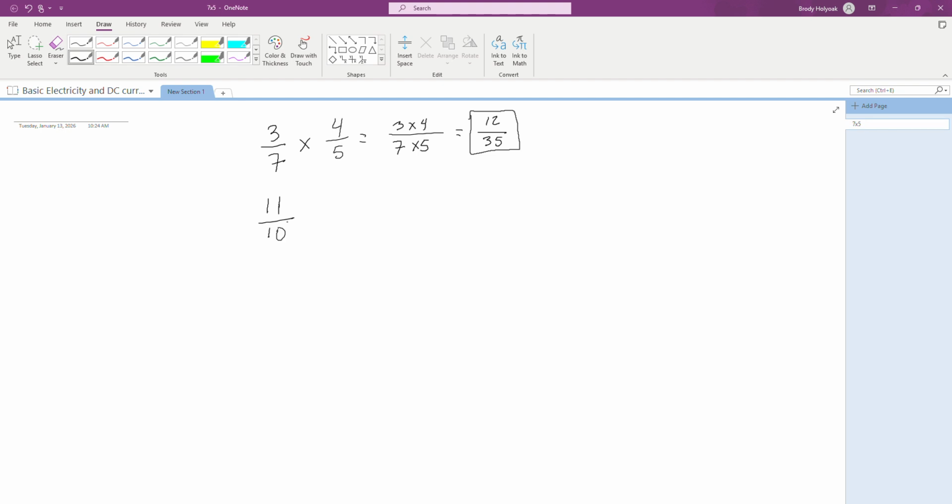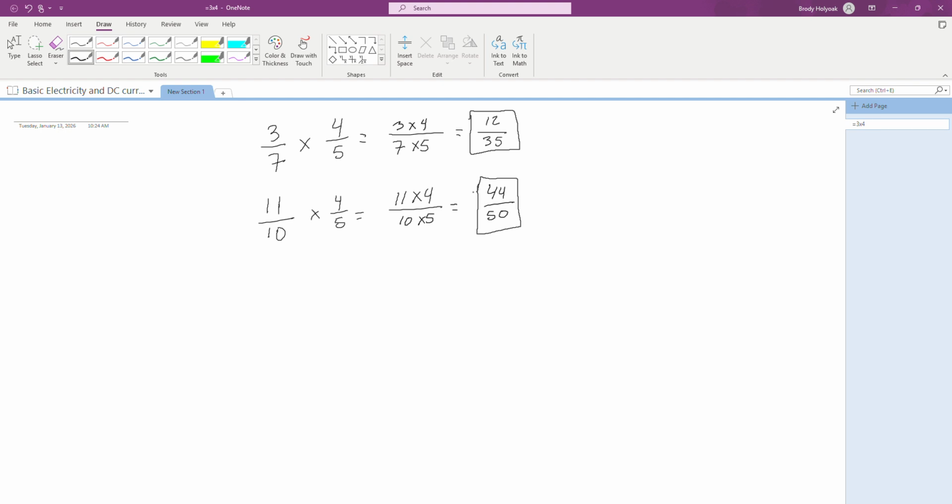If I have 11/10 and I multiply that by, let's say, 4/5, the same process is going to apply. I take 11 times 4 on my numerator and 10 times 5 on my denominator, and I get 44 over 50. So even though I'm starting off this one with an improper fraction and a regular fraction, when I multiply them together, I get a standard type of fraction. I don't have to do anything with it.